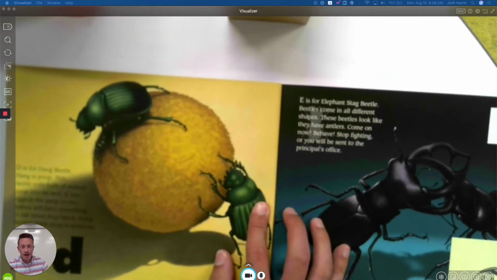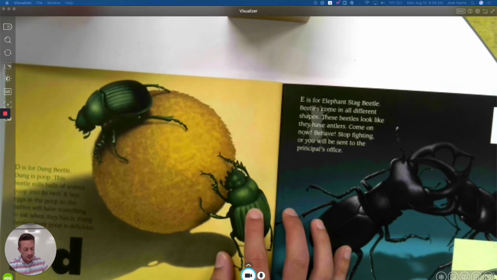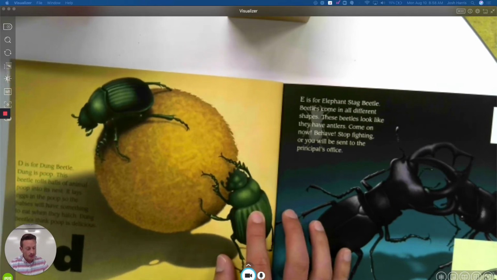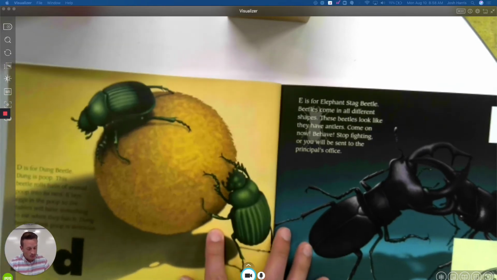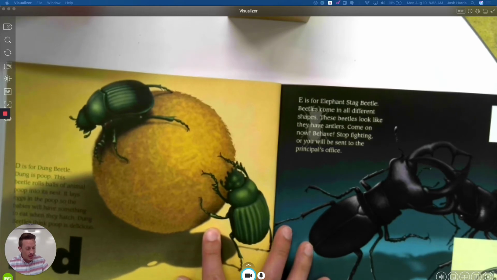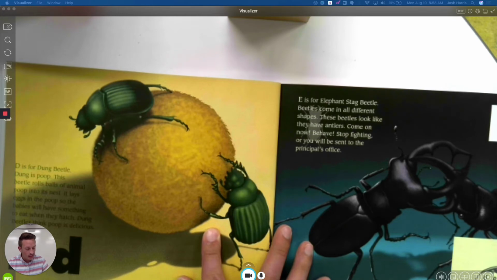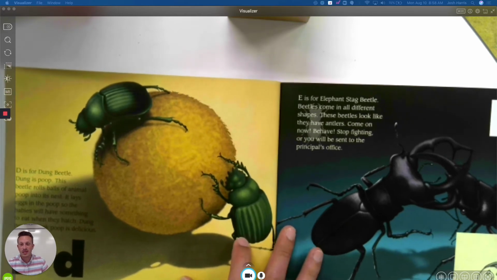D is for dung beetle. Dung is poop. This beetle rolls balls of animal poop into its nest. It lays eggs in the poop, so the babies will have something to eat when they hatch. Dung beetles think poop is delicious. Do you guys think that's delicious?